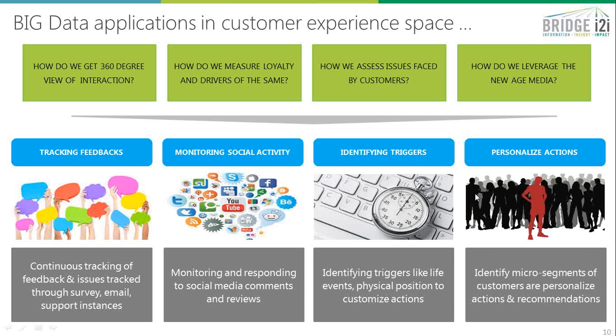Now, if I put all of them together, maybe there are 4 areas where a majority of actions are happening from a customer experience standpoint. One, how do we really track the feedbacks? How do we make a process of continuously tracking the feedbacks and the issues being communicated by the customers? Customers might be communicating by answering some of the surveys. They might be writing back an email, might be some nasty email saying this is the type of experience I'm getting.